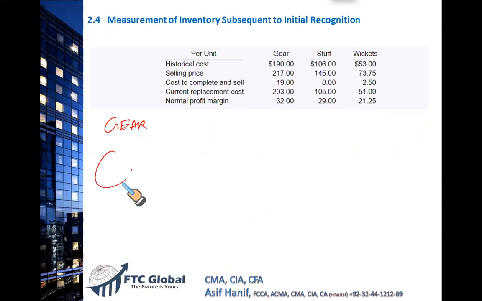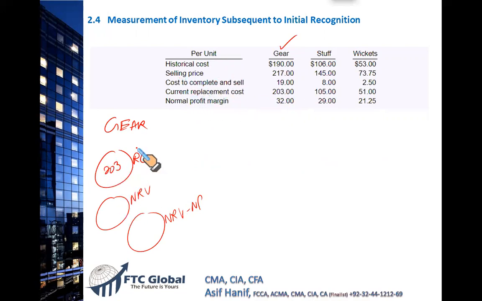I have to have 3 things in any order. I need my NRV, replacement cost, and NRV minus normal profit margin. I need these 3 numbers as per the previous, in any order, doesn't matter. These are the 3 variables I need to select my designated market price. So for gear, my replacement cost is given as 203.